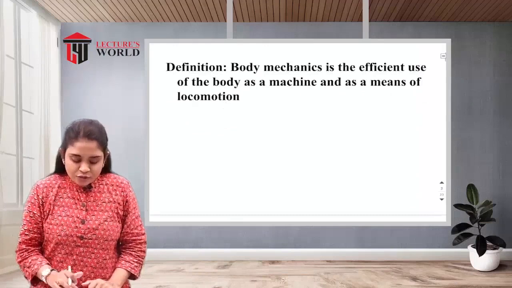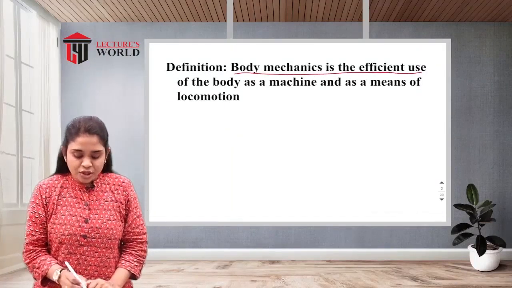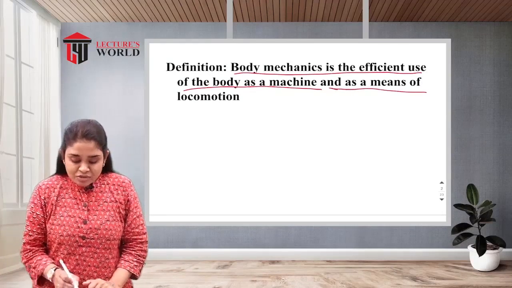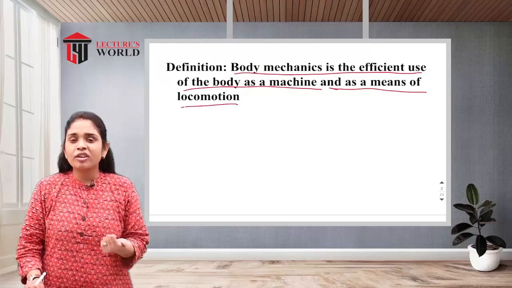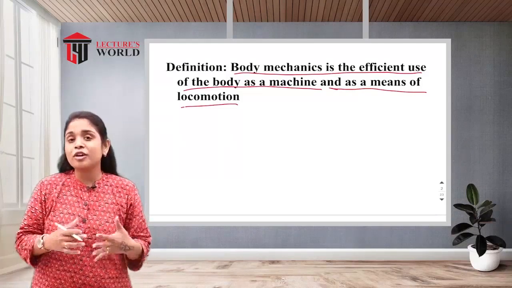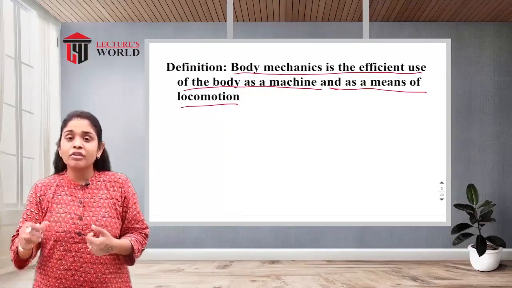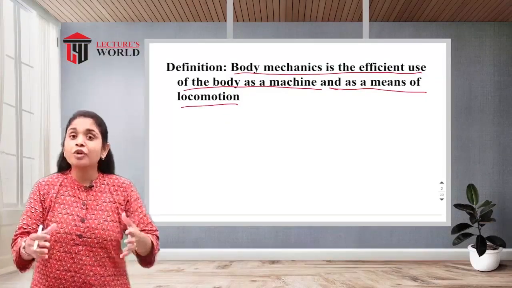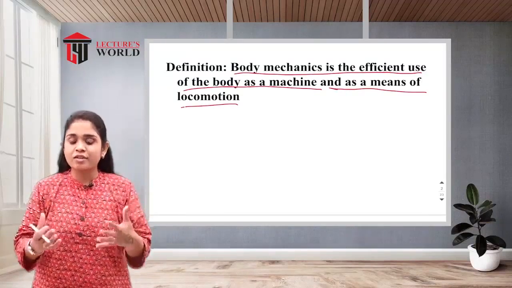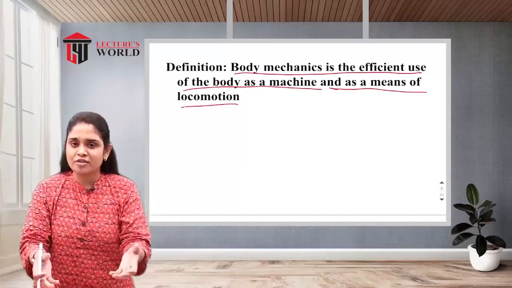So first of all, we'll see the definition. Body mechanics is the efficient use of the body as a machine and as a means of locomotion. Locomotion means doing physical activity. So how you are using your body while you do any kind of activity. If we want to lift something, how are you lifting it? Are you giving your whole strength for lifting that, or using only a little strength?